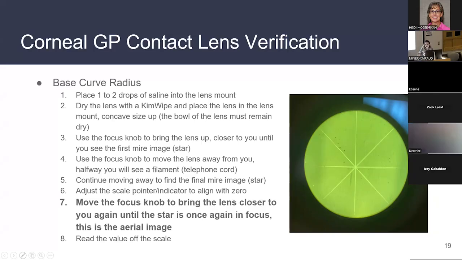I caution you, do not just go full force. You've got to get back to that star, because you can crush the lens. I have done that before. If you move it too fast, it'll just squish right up under there. There's no stop in these things.